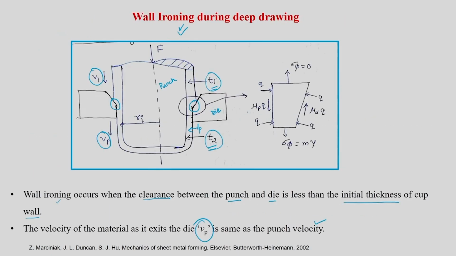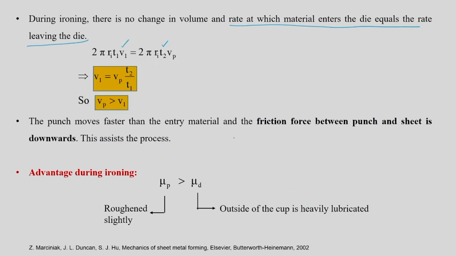So you will see that V1 is connected to T1 and Vp is connected to T2, and you can say that 2 pi Ri T1 V1 will be equal to 2 pi Ri T2 Vp. So, which will give you a simple relationship: V1 is nothing but Vp times T2 by T1. And your T2, which is your second thickness, is going to be smaller than T1. So, hence Vp would be greater than V1.